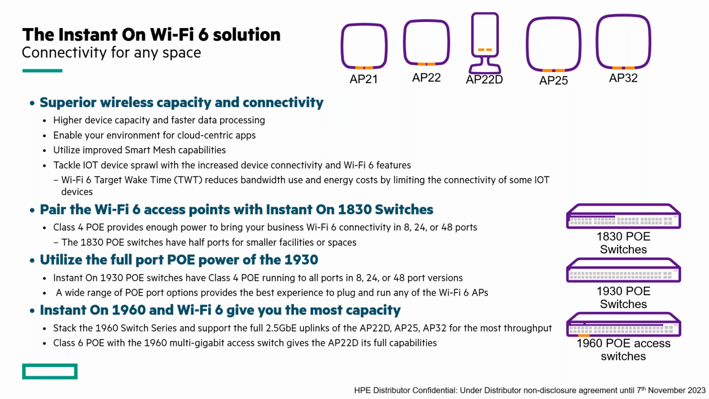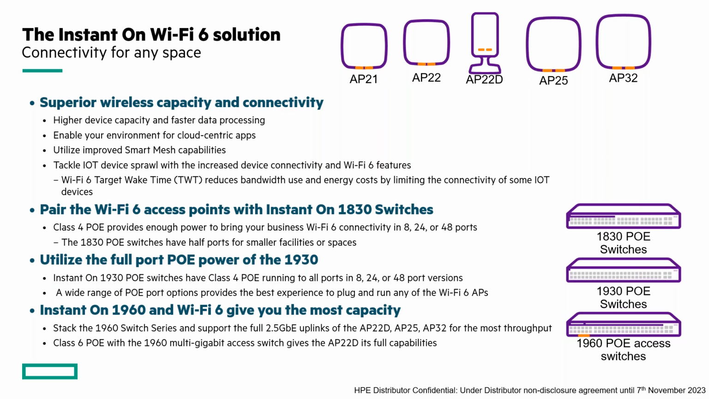And you can kind of mix and match these based on what the particular customer need is with the switches. So as it says here, you can pair the Wi-Fi 6 access point with an Instant On 1830, right? So if you think about something like the AP21, where it's only got a gigabit port on it anyway, same with the AP22, then maybe an 1830 is a good fit. I usually lead our recommendations with the 1930. That's where we've got the most options.